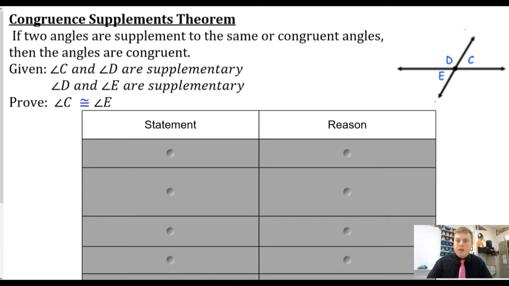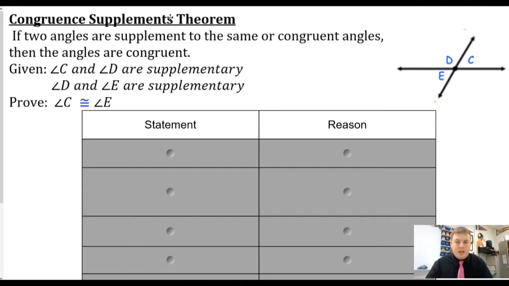So we're going to be working with the given information. The angle C and angle D are supplementary, and the angle D and angle E are supplementary, and we have a diagram to the right as well that we can use if needed. And we are asked to prove the angle C and angle E are going to be congruent.